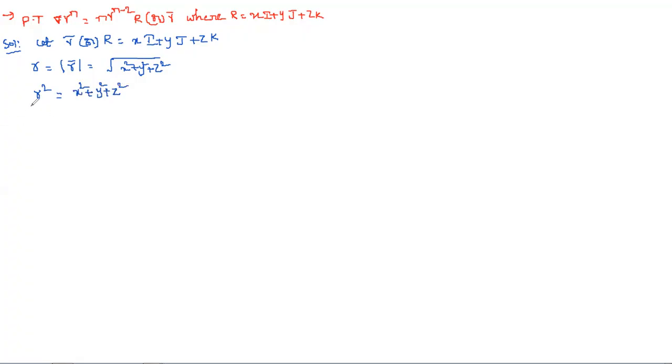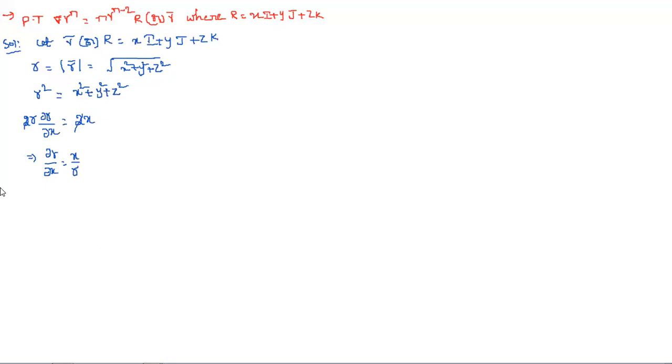Now you need to apply partial derivative to this one with respect to x. So with respect to x, if you are applying partial derivative, r square derivative is 2r, and then derivative of r is dou r by dou x, which is equal to 2x. Here both 2 will cancel, and then dou r by dou x is equal to x by r.